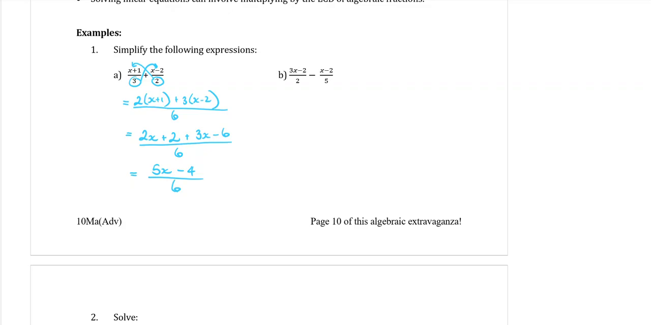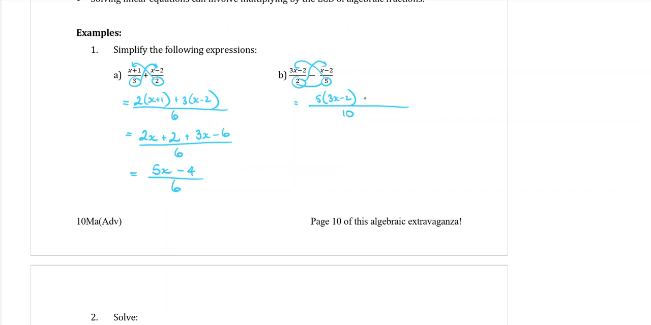Question B. Just be careful of minus signs, and I'll show you why. But otherwise, the setting out of this question is the same as what we did in A. 2 and 5 on the bottom, the first thing I'm going to do is times those together to make a 10. And then the 5 is going to multiply to the top of the first fraction. And the 2 is going to multiply to the top of that one.